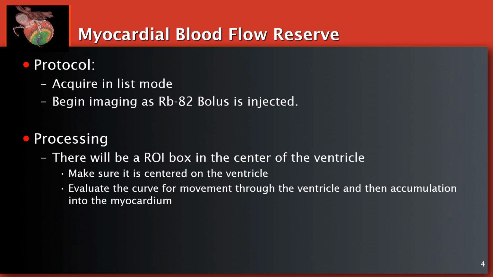The processing is where it becomes a little more tricky and nuanced, even to interpret. There will be a region of interest box in the center of the ventricle. You want to make sure that box is centered in the ventricle, and then you evaluate the curve of the rubidium arriving to the myocardium, and you look for movement through the ventricle and then eventually accumulation into the myocardium.